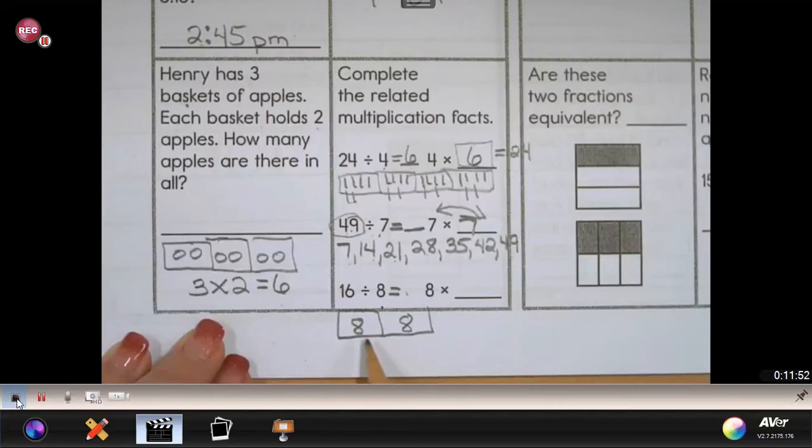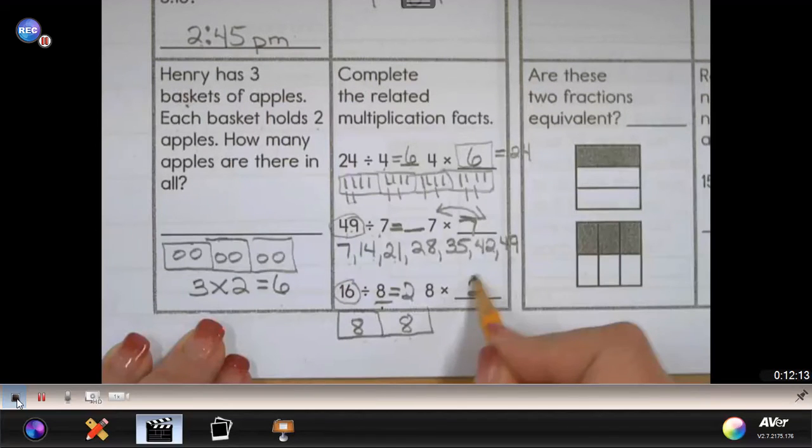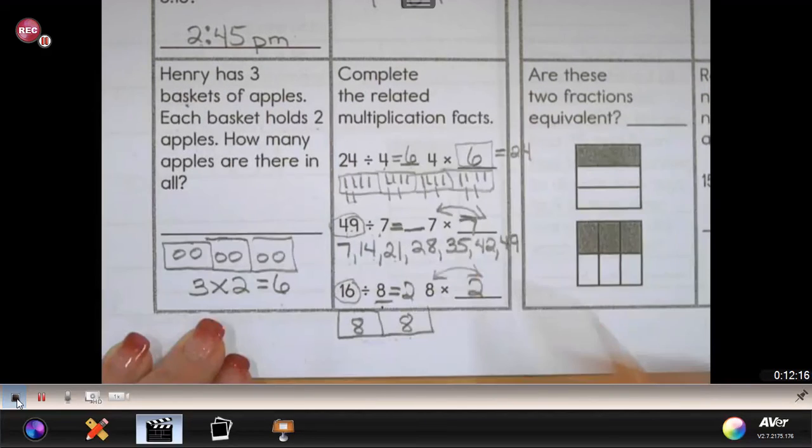And so now, how many crayons do I have? I have 16 crayons. Well, that's what I'm starting with, is my 16 crayons. So I shared them equally into how many groups? 2 groups. So if I have 8 groups of 2 or 2 groups of 8, because remember, these can be switched, we know that my missing factor here is going to be 2.